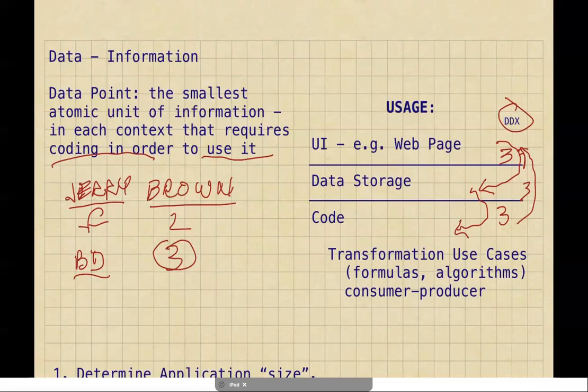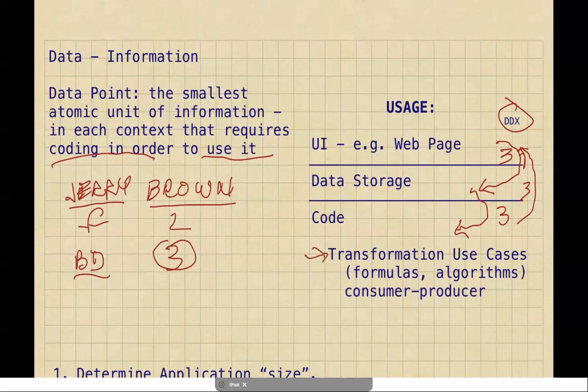It might be trivial, but it would take some amount of code in order to move it between those environments. So we count data points from the number of data points we have, and in each context in which we are coding for doing the data exchange. Okay. And then the last one here is what's called transformation use cases.